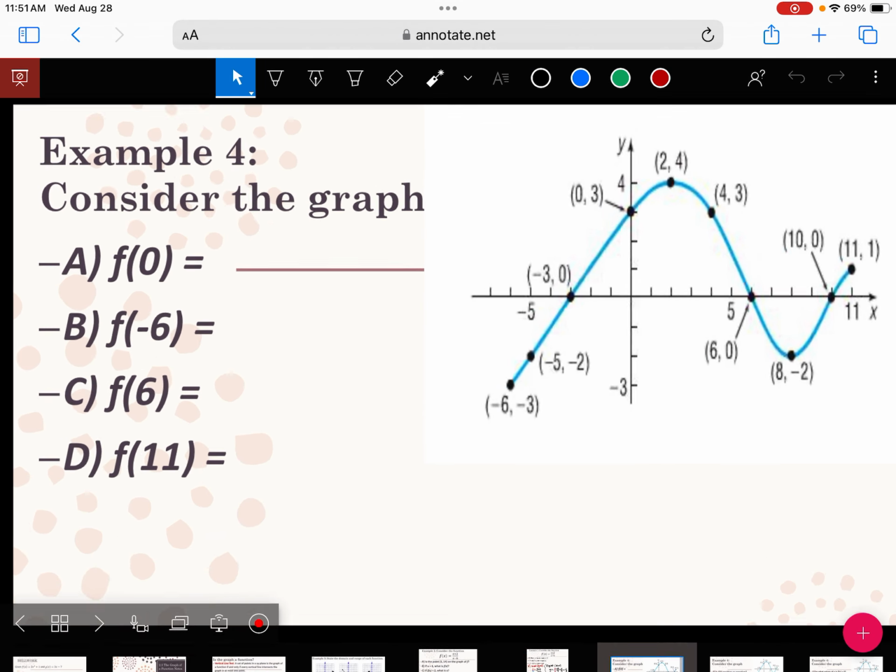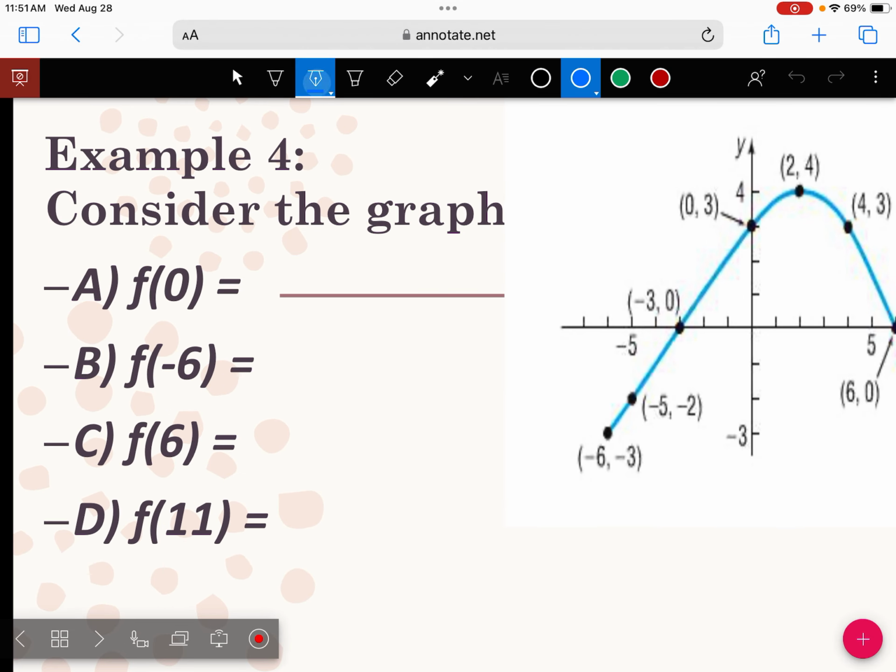Whenever you see a number inside of the parentheses, this is your x value. That's your x. And what this is asking you in words for part A, and I'll just say it out loud, it's saying, what is y when x is 0? That's what it's asking you to do for part A. Look at the graph. Tell me the y value when x is 0.